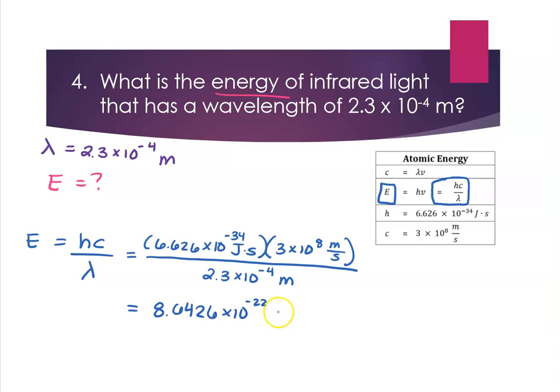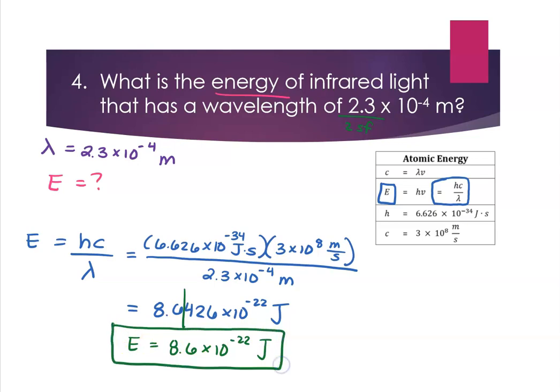And the unit for energy is always J for joules. So if I look at my significant figures, this is 2 sig figs. So this will be 8.6 times 10 to the negative 22nd joules is equal to my energy. Let's do a couple more.